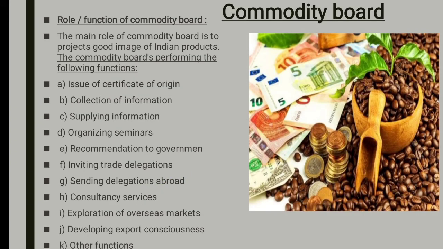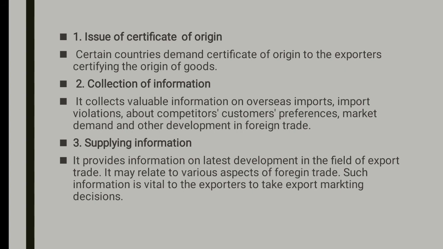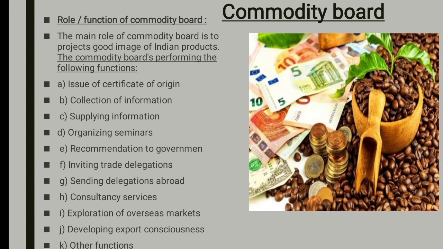Let's see our next topic, the commodity board. The main role and function of the commodity board is to project a good image of Indian products. The commodity board performs the main functions: issue of certificate of origin, collection and supply of information, organizing seminars, recommendations to government, inviting trade delegations, sending delegations abroad, consultancy services, exploration of overseas markets, developing export consciousness and other functions. Let me see each function of the commodity board individually.